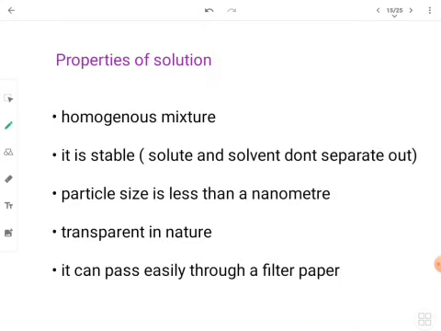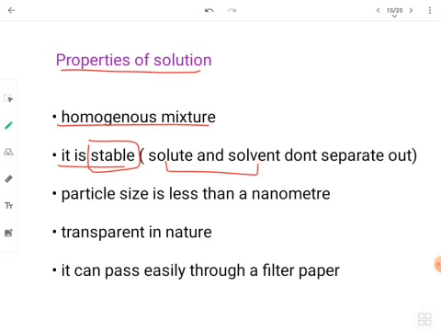Now the last thing is about the properties of a solution. In properties of a solution, one we have discussed is that it is a homogeneous mixture, right? Uniform composition throughout. Second is that it is stable. Now in chemistry, by stable we mean that the solute and solvent are happy with each other. They are not breaking up their bond or relation. They are living with each other.